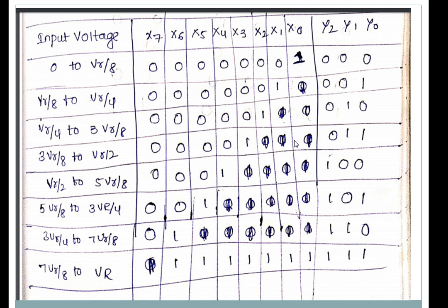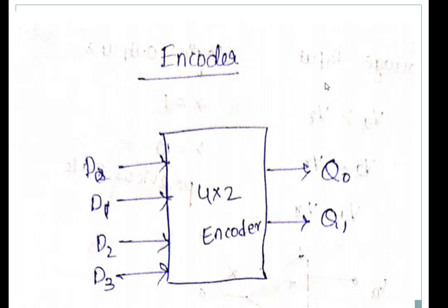So in a priority encoder, it will choose the highest priority input. So it will neglect all the remaining inputs. For example, if x1 is 1, then definitely the y naught will be 1. Irrespective of the x naught position, whether x naught is 0 or 1, it will generate the output as 1, because here x1 is 1.